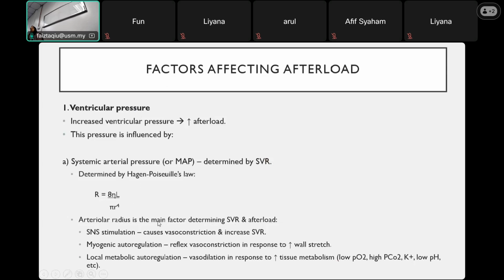What affects the radius? First, systemic sympathetic nervous system stimulation can cause vasoconstriction and an increase in the SVR. Myogenic autoregulation reflects vasoconstriction in response to increased wall stretch. Other local metabolites cause vasodilation in response to increased tissue metabolism, for example, low PO2, high PCO2, and also low pH.